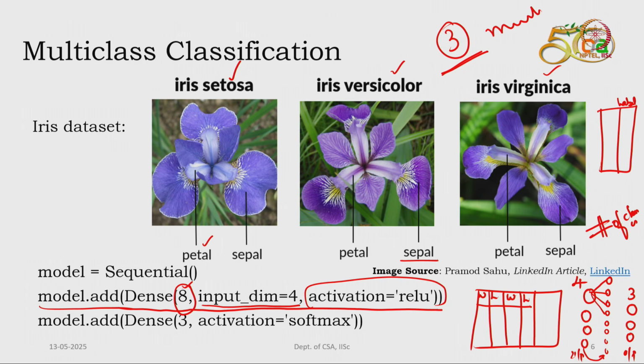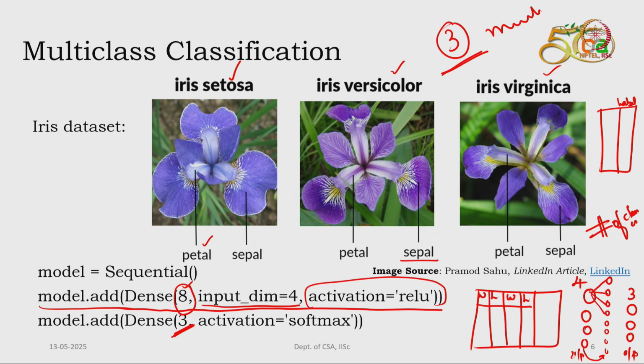Now, at an output layer, how many neurons have we placed? There are 3 neurons that we are placing at an output layer. Why 3? Because it is multi-class and the number of classes here is 3: setosa, versicolor and then virginica.